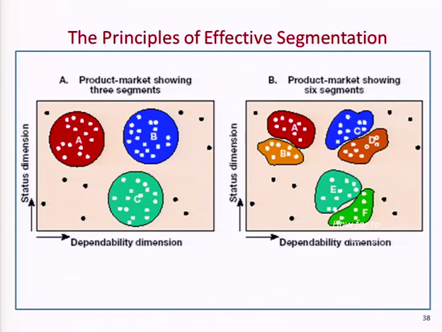So if we decide that we need to get a balance between status and dependability, so that all of our messages and all of our product positioning will be around a mixture of status and dependability, who would we market to? Nobody.